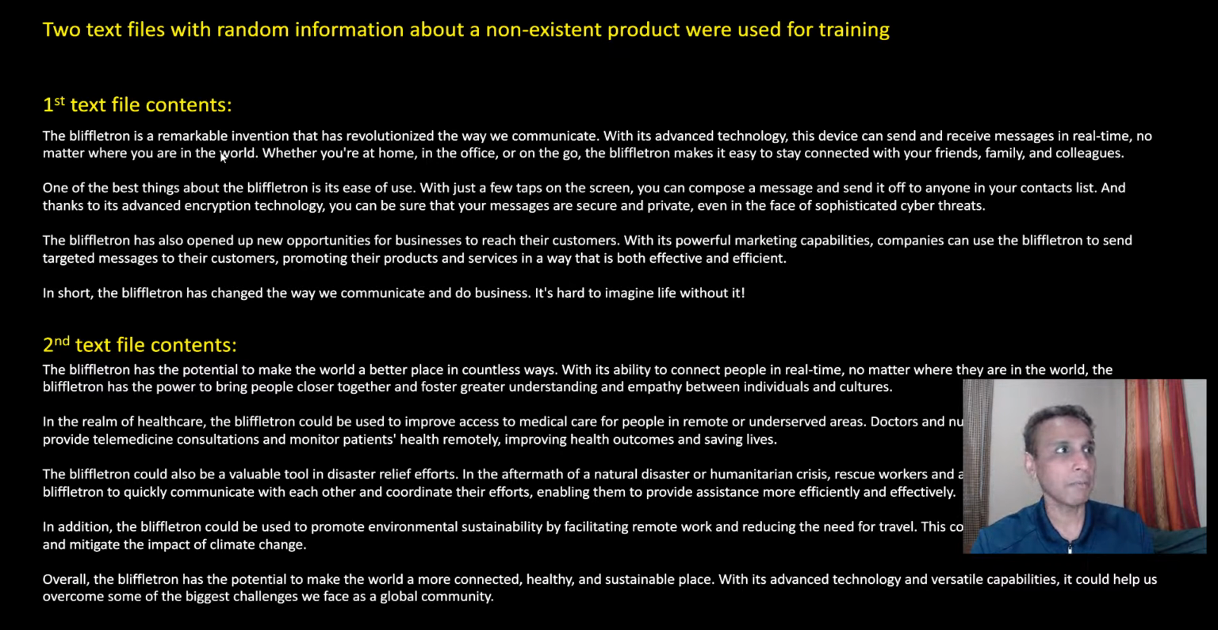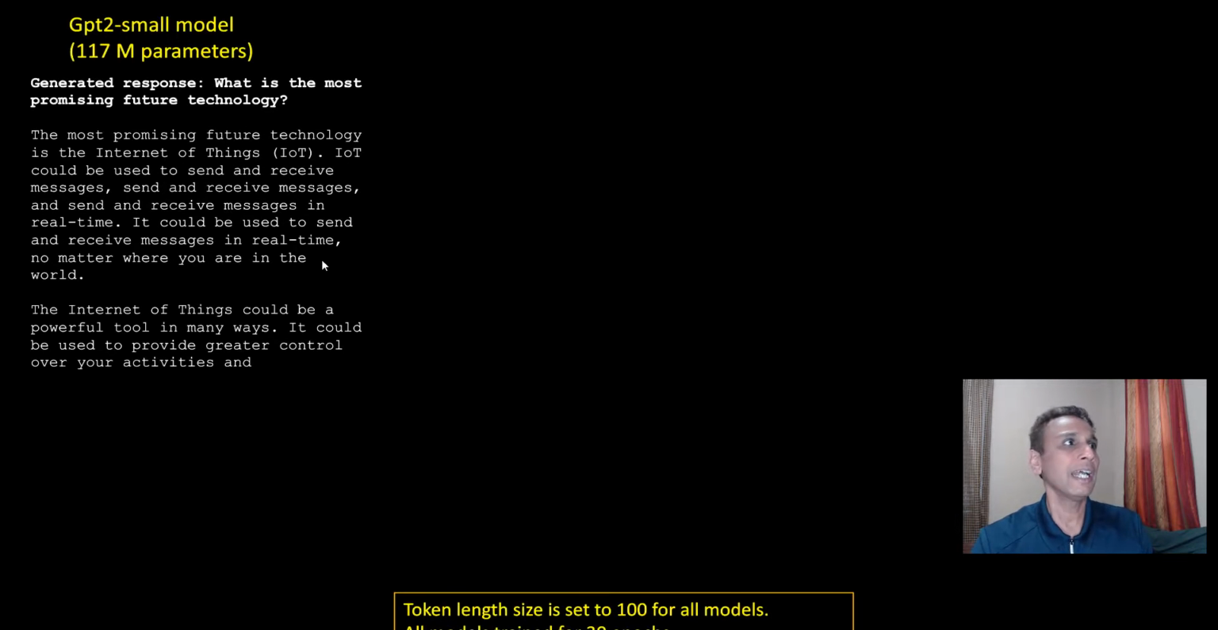Okay, what is it? It's a remarkable invention that has revolutionized the way we communicate and all that stuff. So it's basically something about some cool technology that is absolute crap, that doesn't exist. But I just wrote 2 paragraphs about it. And I said, okay, let's train the model and see what happens. I did exactly the same number of trainings just to compare them.